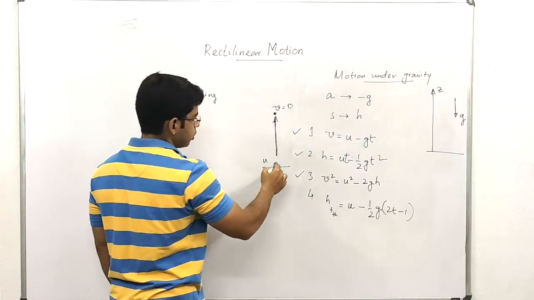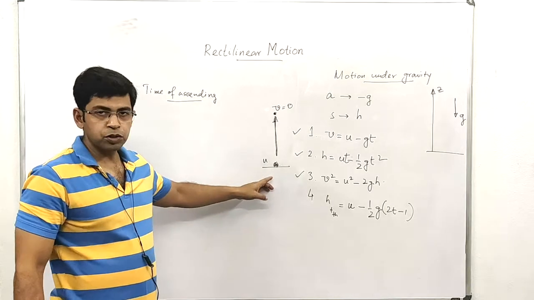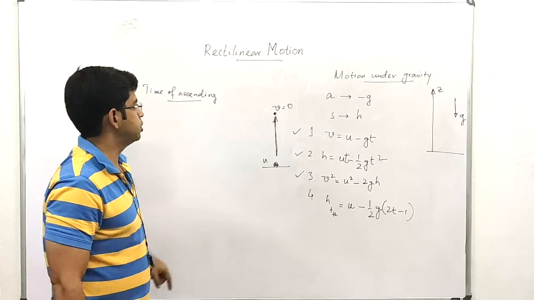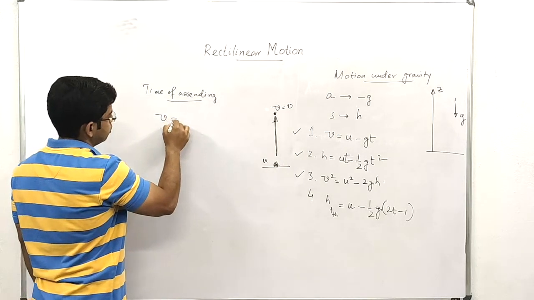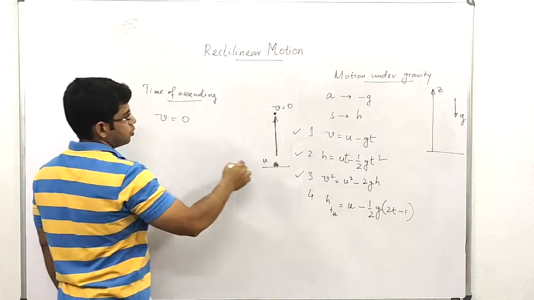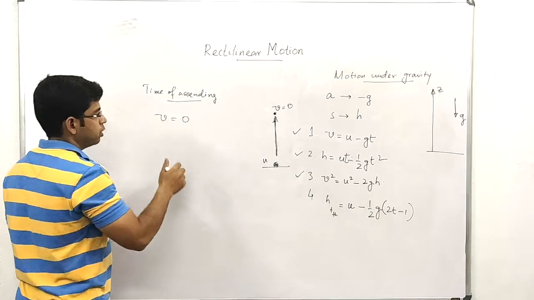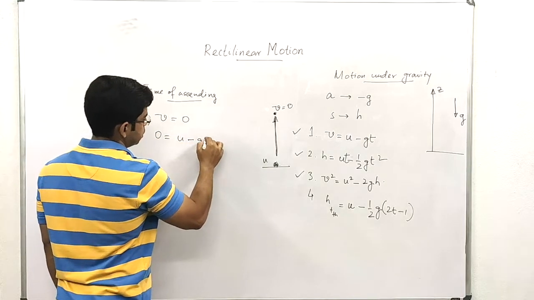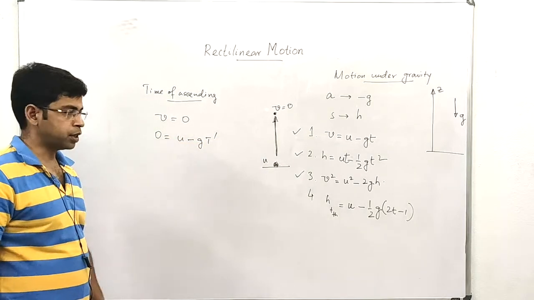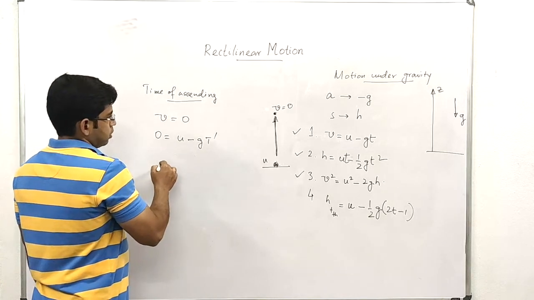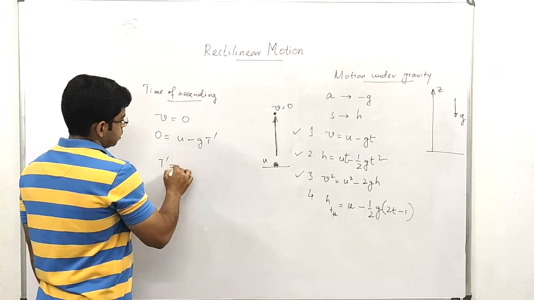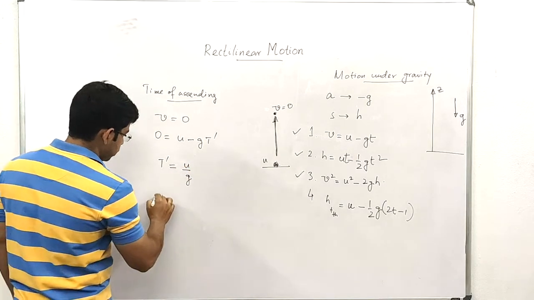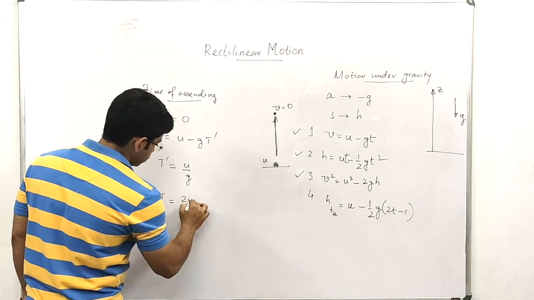That means the time taken for the object after it is being thrown with the velocity u up to the maximum point it reaches. That means at the topmost point v is 0. So from equation 1 we have 0 = u minus g t prime, where t prime denotes the time of ascending. So t prime is u by g, and previously we obtained the total time of flight as 2u by g.